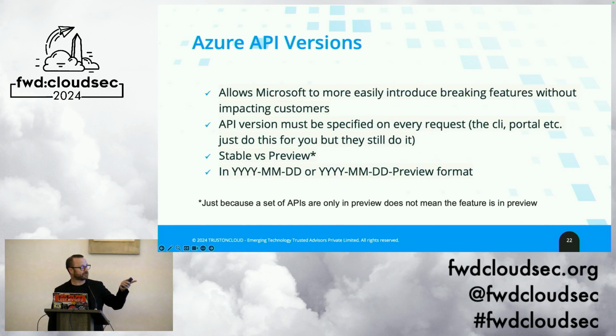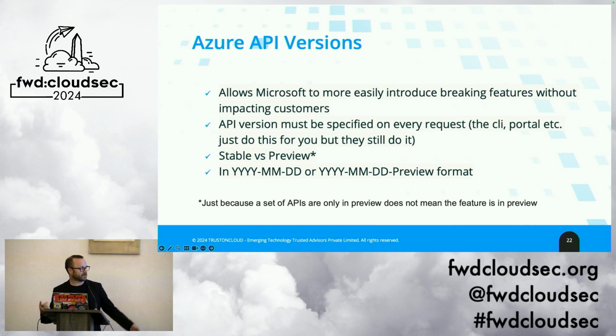Azure API versions, if you're from AWS land, this may be new to you. Basically, every REST request has to have the API version it's using appended to it. This allows Microsoft to be quicker in enumerating new features, etc., because it can have breaking changes. And they say, well, just use the older stable API version, etc. So it's a cool feature and capability. GCP do a similar thing.